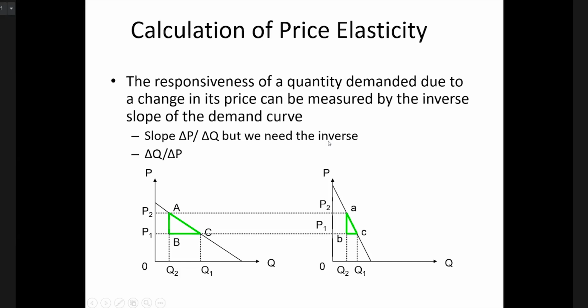And now, let's see how to calculate the elasticity. Specifically, how to calculate the price elasticity. So we know that is the response. Right? So we are going to measure the response of quantity demanded due to a change in its own price. So what we need is the slope, right?